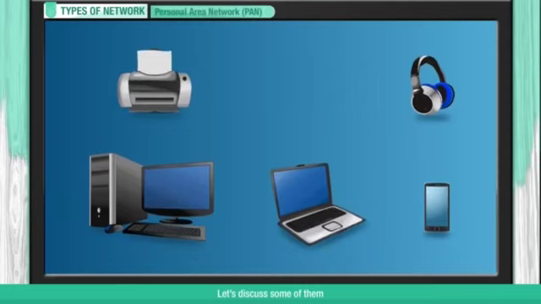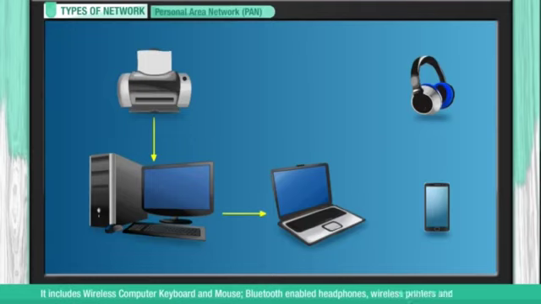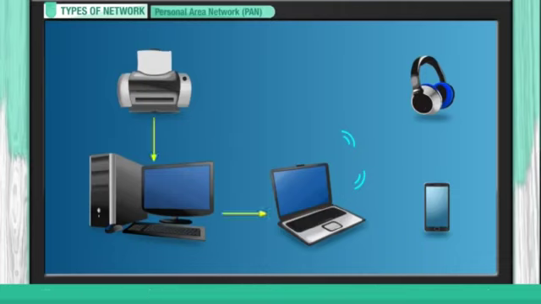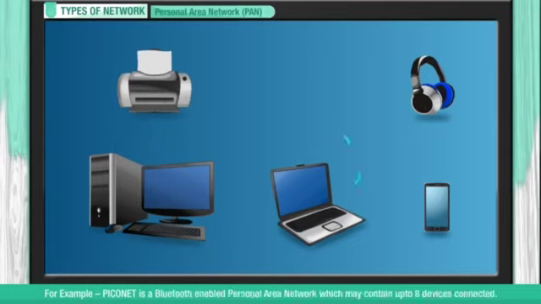Personal Area Network, PAN. It is the smallest network. It is personal to a user. It has a connectivity range up to 10 meters. It includes wireless computer keyboard and mouse, Bluetooth-enabled headphones, wireless printers, and TV remotes. For example, Piconet is a Bluetooth-enabled personal area network which may contain up to 8 devices connected.